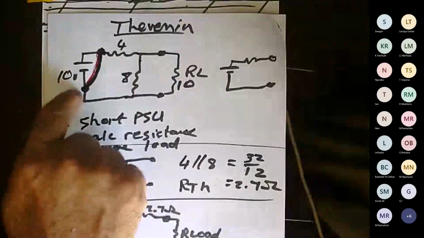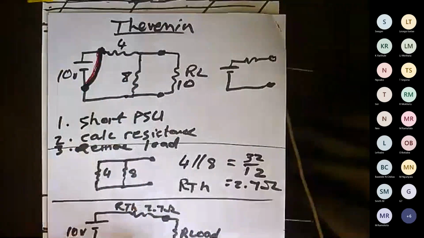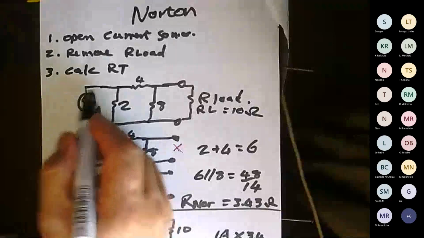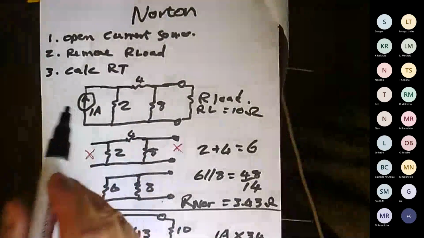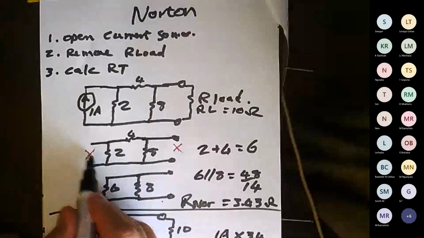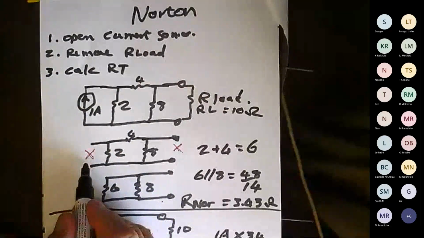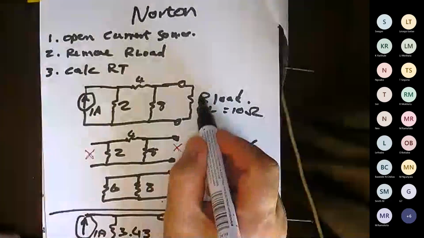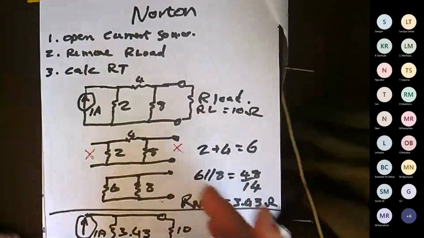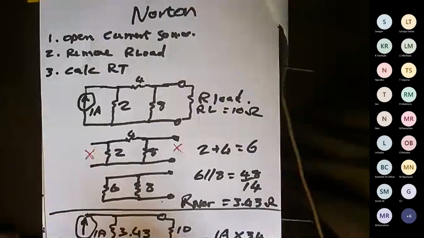So for Thevenin, we short the voltage. For Norton, we open the current source. Sorry, not the voltage, there's a current source for Norton. We open it and it's gone. That's why there's a red cross here. And we also remove the load. That's why there's a red cross there. That's a small difference between Thevenin and Norton.